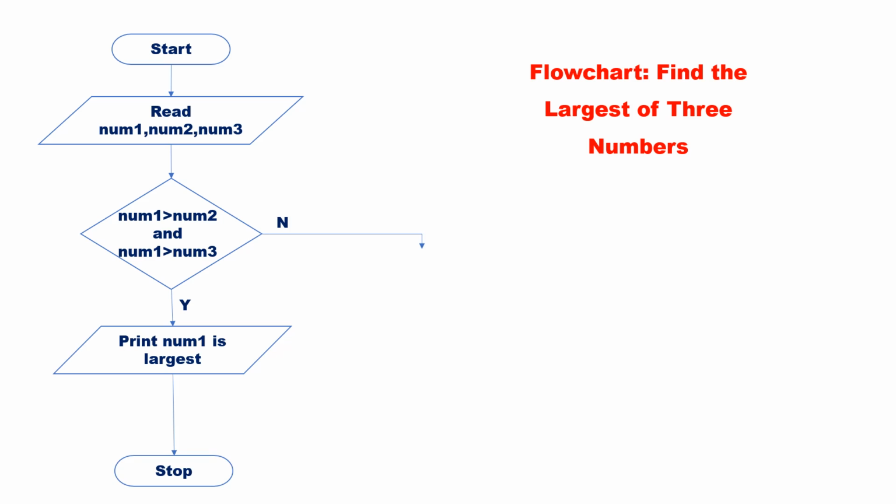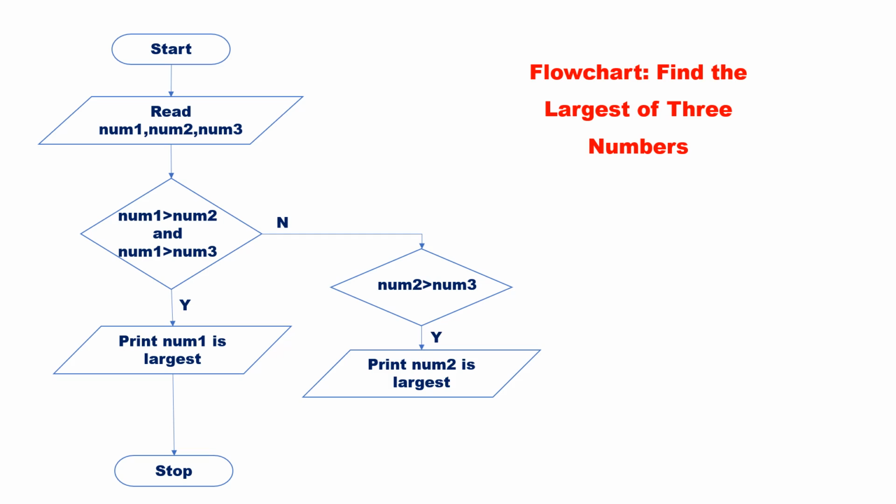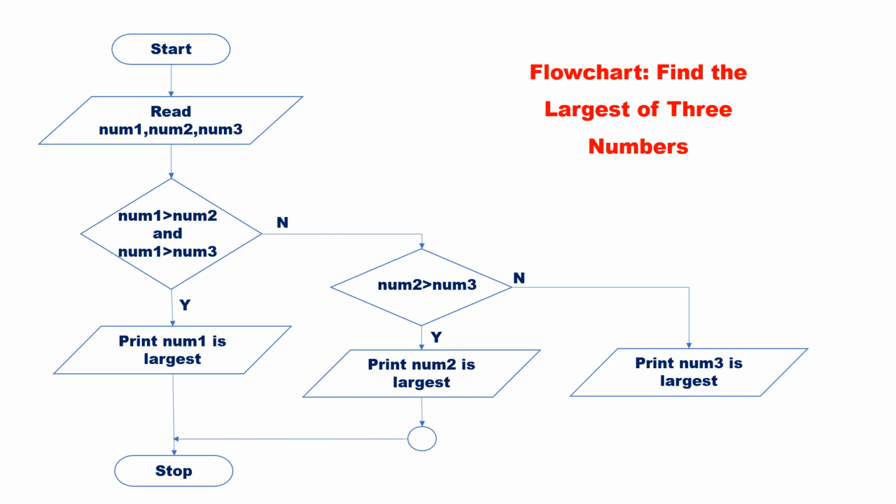If no, we have two options left, either num2 or num3 could be the largest. Hence check if num2 is greater than num3. If yes, print num2 is largest and then go to stop. If no, print num3 is largest and then go to stop. This is the flowchart to find the largest of three numbers.